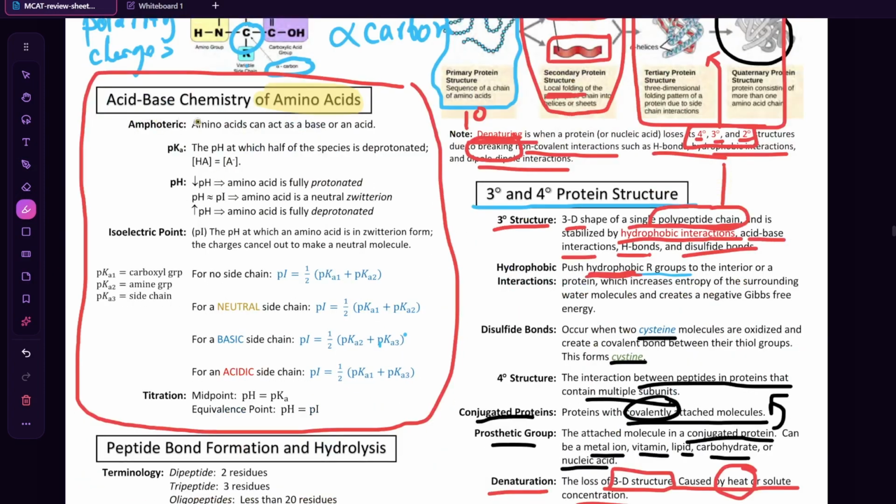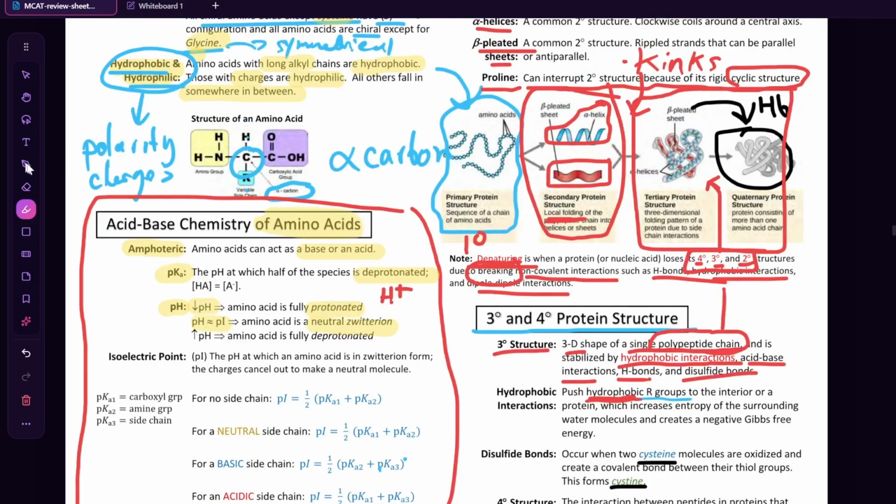So amino acids can be a base or an acid, right? That's why they're amphoteric. Water is also amphoteric, but amino acids are also that way. And so they're going to have a pKa, the pH at which half of the species is deprotonated. So deprotonated as in losing this H plus. When pH is lowered, the amino acid is fully protonated. When pH is equal to pI, the amino acid is a neutral Zwitter ion.